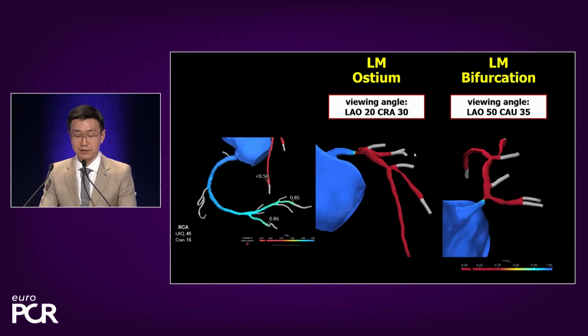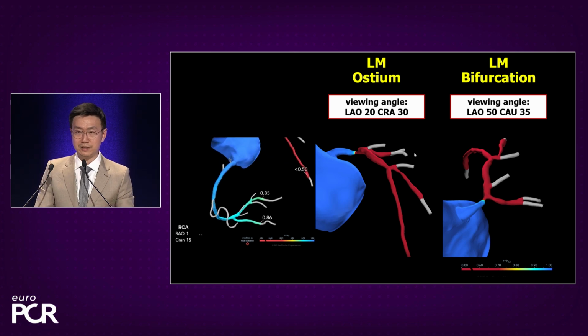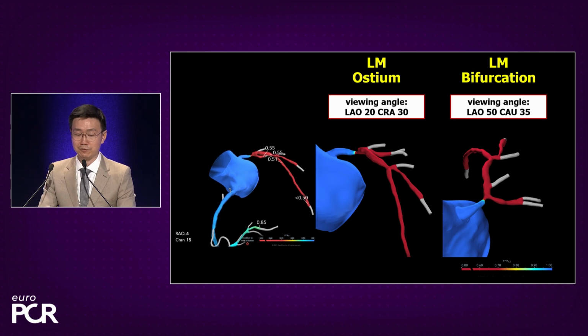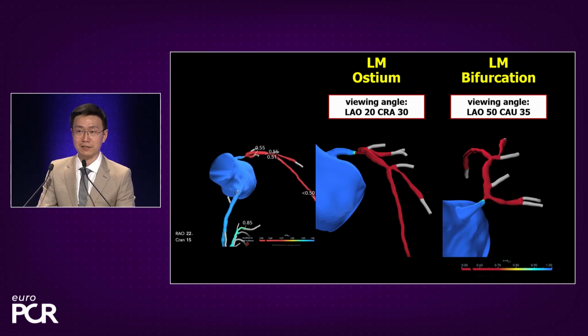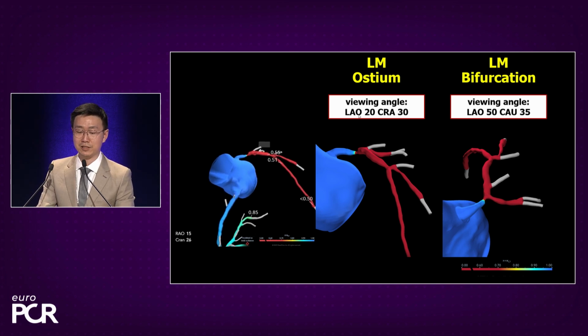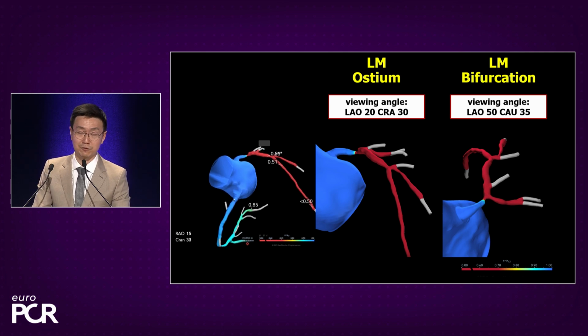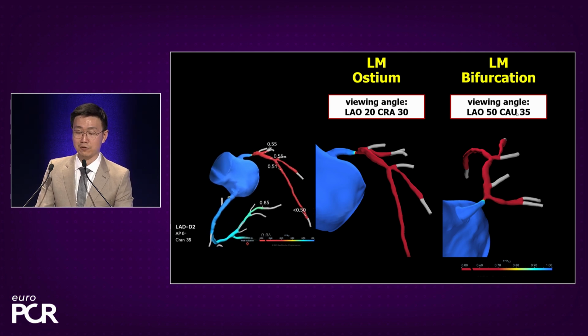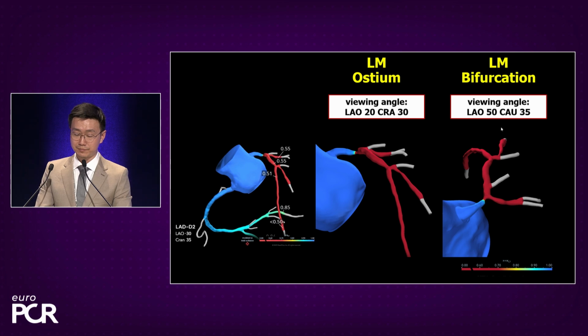So you can see here that we do a detailed reappraisal of the FFRCT for this patient, and we are also trying to find the best angle that we are going to use for PCI. For the left main ostium, we suggest the operator use LAO 20 and cranial 30 degrees. And for the left main bifurcation, we suggest that they use LAO 50 or caudal 35.